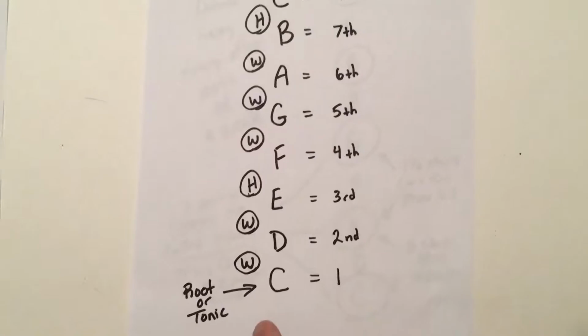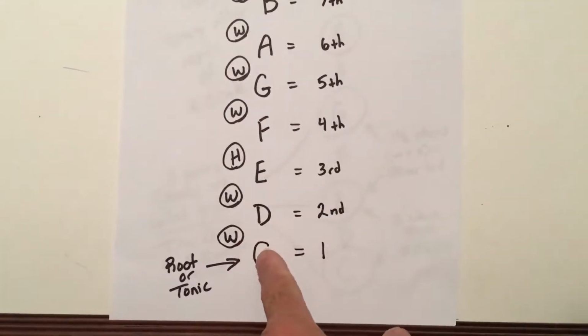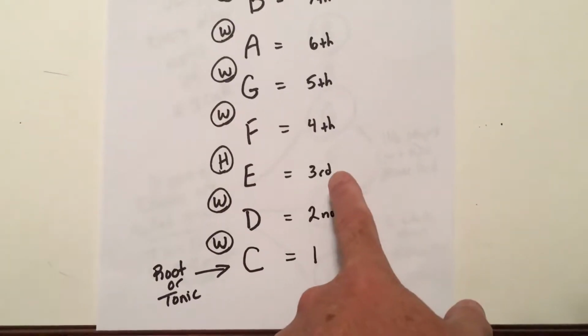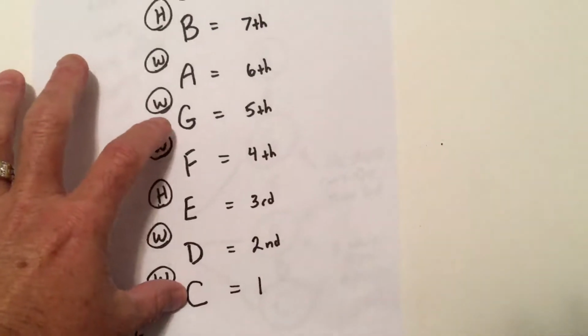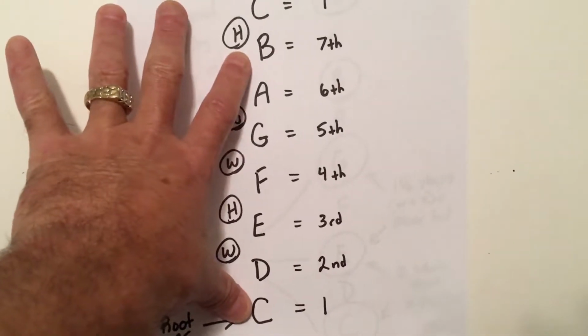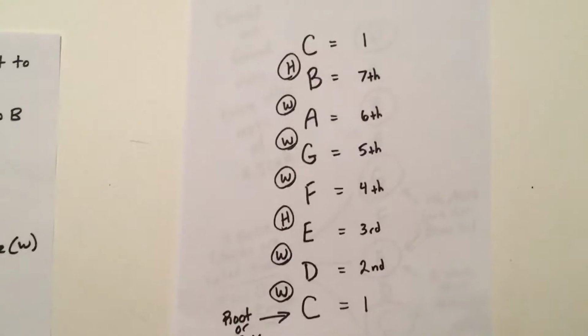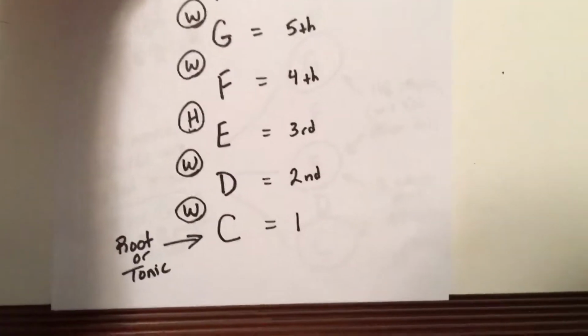Okay? Now, the distance between one note and the next is called an interval. The distance between this note and this note, the first and second, is a whole step. We call that a major second. Here is a major third. A major fourth. From C to G is a 5th. C to A is a 6th. C to B is a 7th. These are all major intervals because this is a major scale.